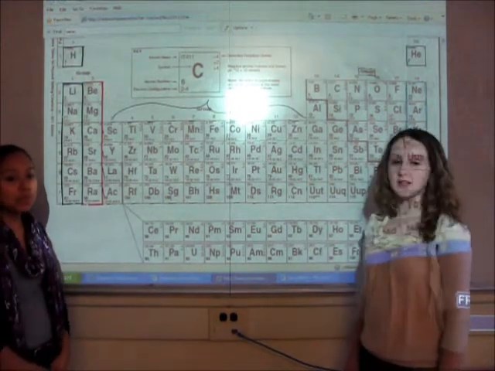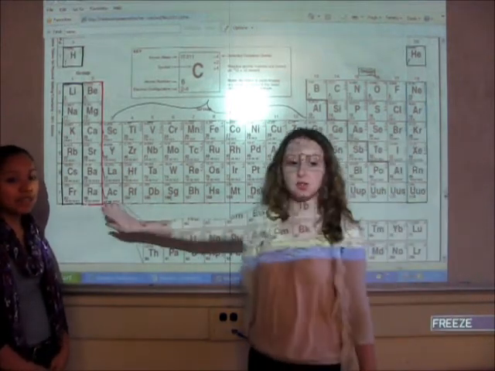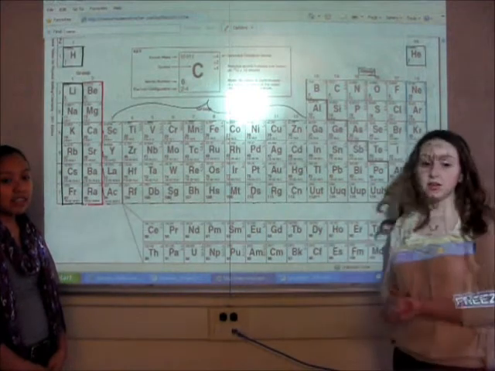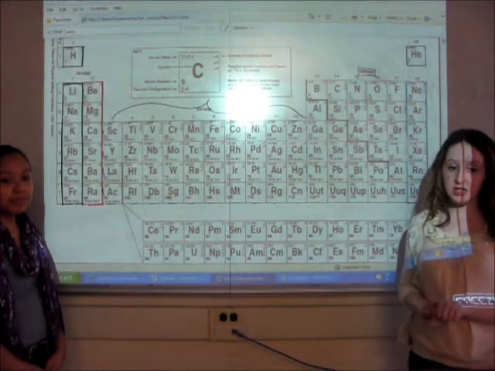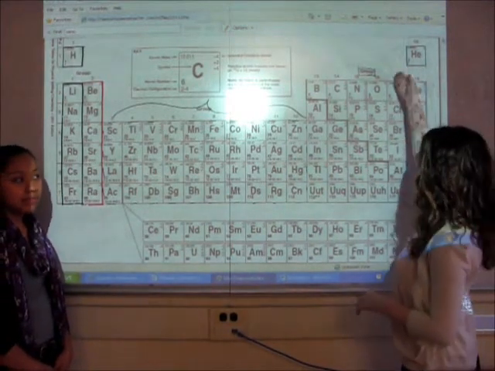The number of valence electrons an element has increases as you go left to right. Reactivity increases for metals and decreases for nonmetals as you go from the top to the bottom.